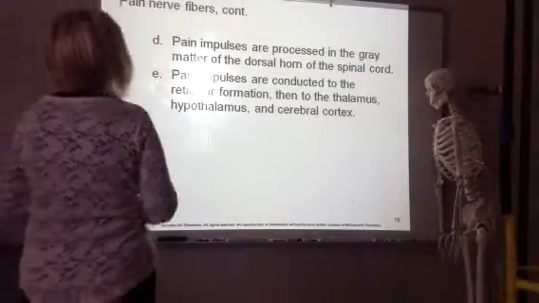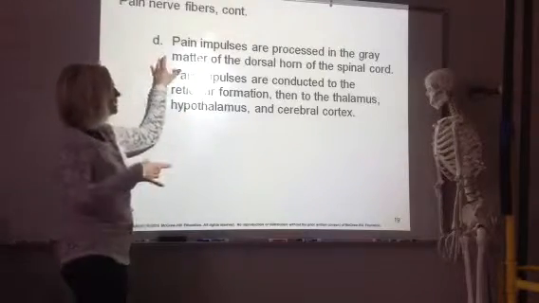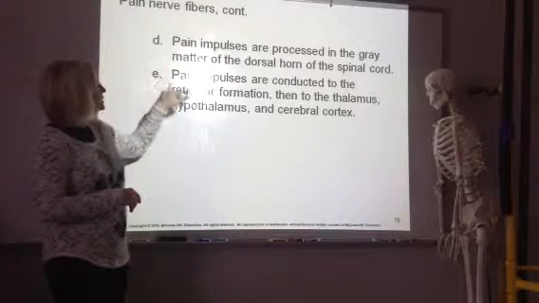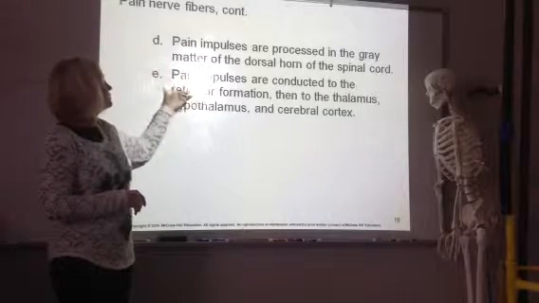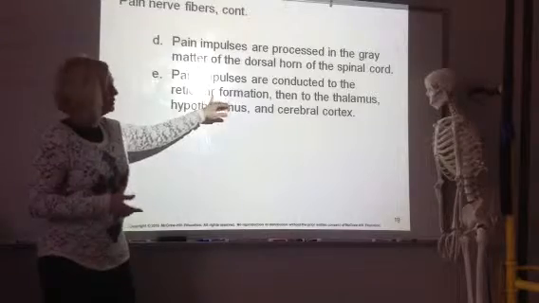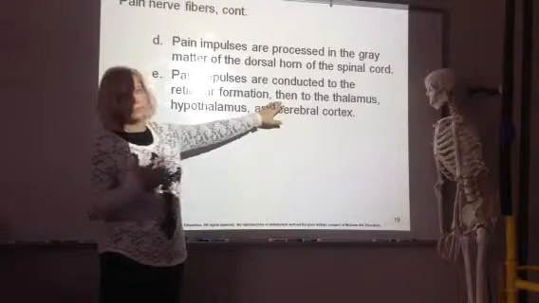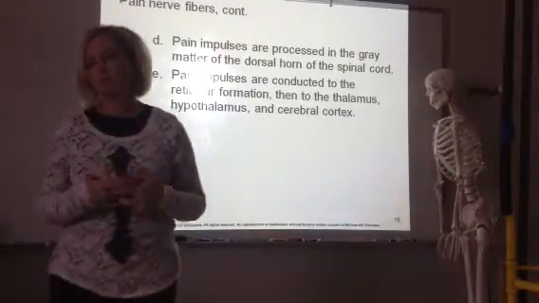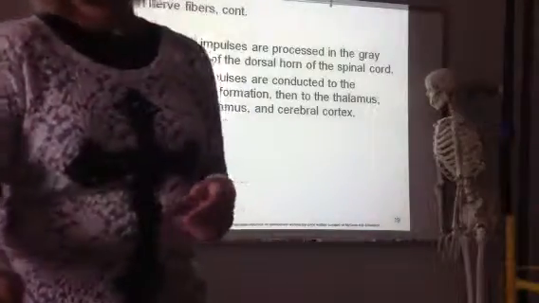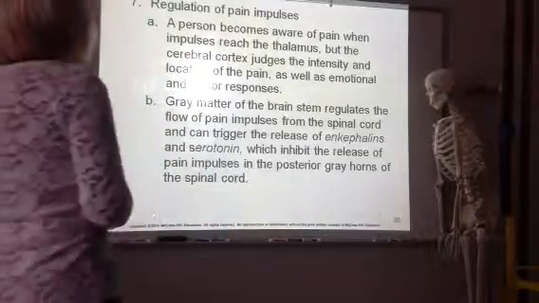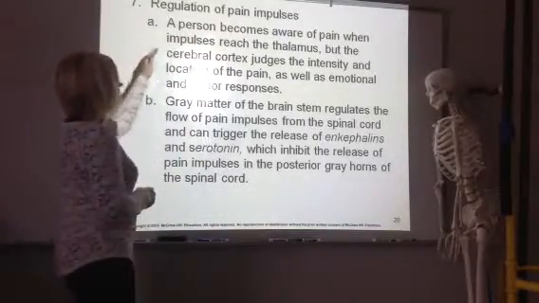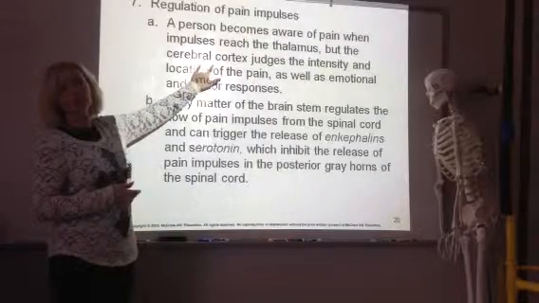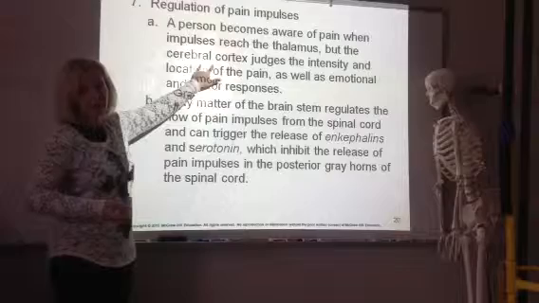And then pain impulses are processed in the gray matter in the middle part, the center of your spinal cord. They're conducted through your spinal cord to the thalamus, part of your brain, hypothalamus, and then the cerebral cortex of your brain. Let's see. A person becomes aware of pain when the impulses actually reach the thalamus, but the cerebral cortex is what tells you how much pain it actually is.